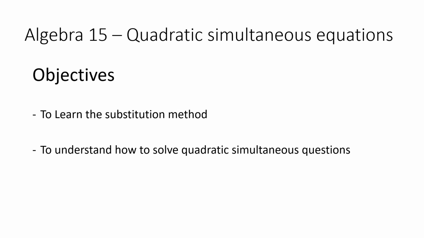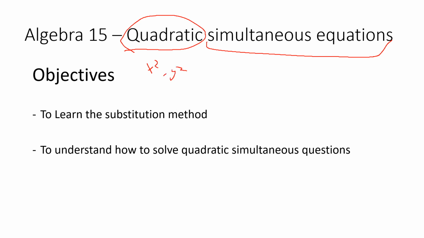Hello everyone. So continuing on from simultaneous equations, we're going to look at quadratic simultaneous equations. This is when we have more than one x squared or y squared term. So to do this, we're going to do something called the substitution method. Yesterday, I taught how to do the elimination method, and you can use the substitution method for linear equations. The substitution method works through anything, and you'll see how.